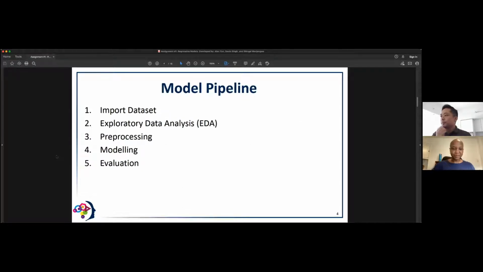Okay, so in terms of the assignment itself, it's separated into 5 different portions. So we have the data set, of course, we import that data set, and we're going to explore that data set, and that's called the exploratory data analysis, or EDA. And we're going to pre-process that data. So we're massaging the data so that it could fit into our model properly, so that once we do the modeling and make predictions from there, we can evaluate how well our model performed.